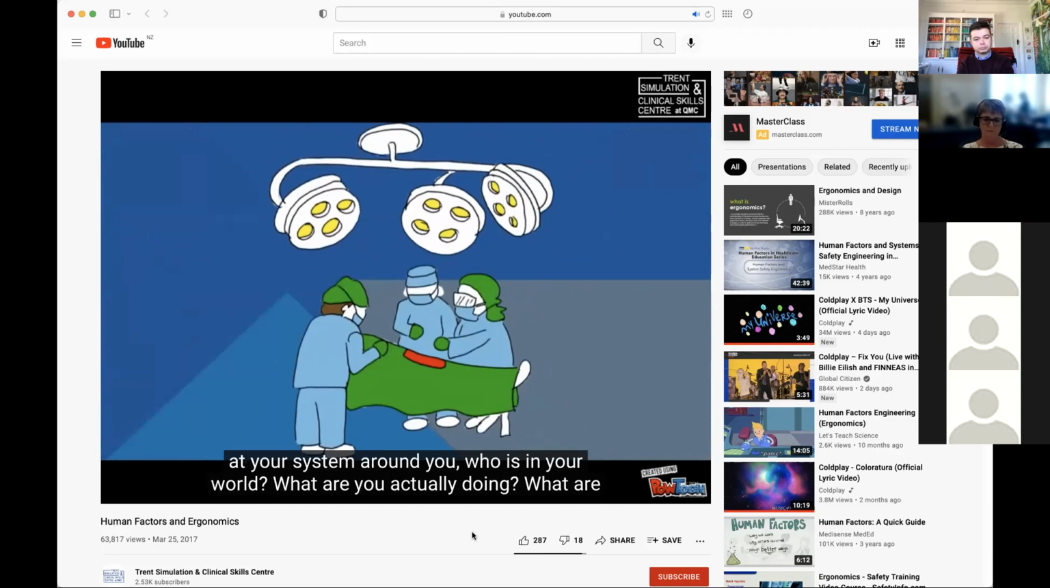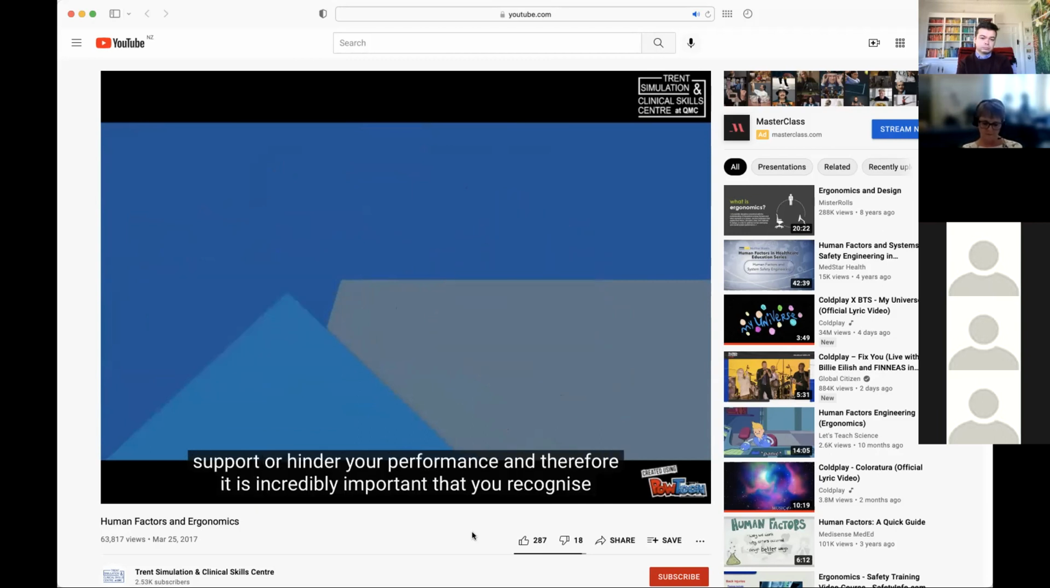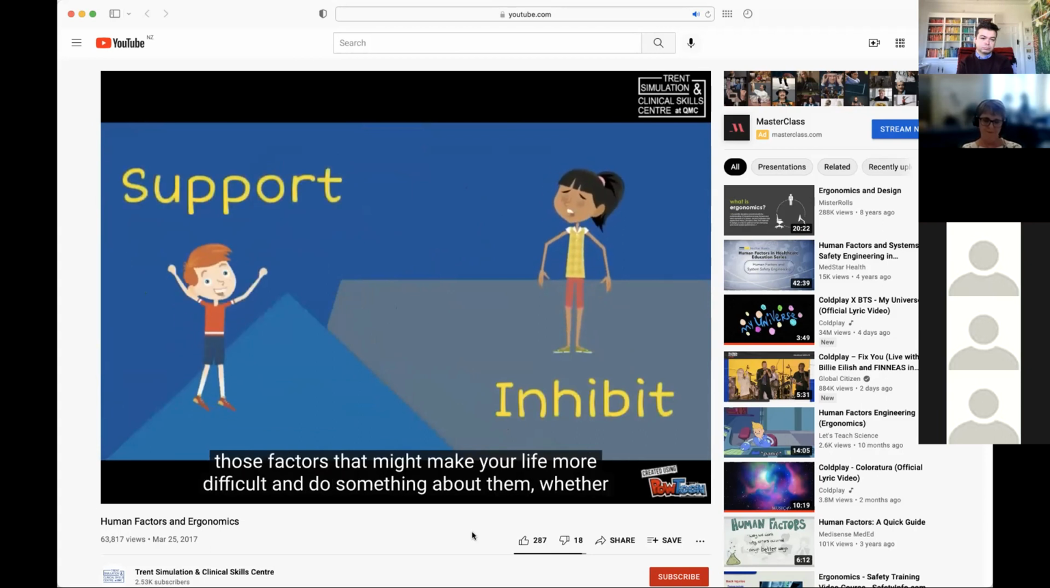Look around you in your workplace. Who is there? What equipment are you having to work with? What protocols and policies are you following? What is the environment like? By identifying all of these different interactions allows us to identify where there are factors that might inhibit our performance, but also factors that might support our performance in practice.